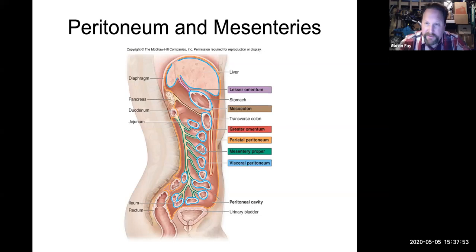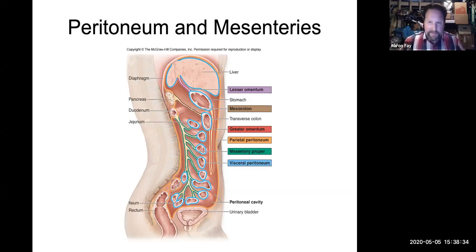I should also point out that there are some organs here that are not completely surrounded by the visceral peritoneum, like the stomach is, like the liver is. These organs back here, the pancreas and the duodenum and parts of the colon, are posterior to, they're behind the parietal peritoneum. They're not encased in the visceral. They're behind the parietal. These organs are referred to as retroperitoneal. They're behind the peritoneum.